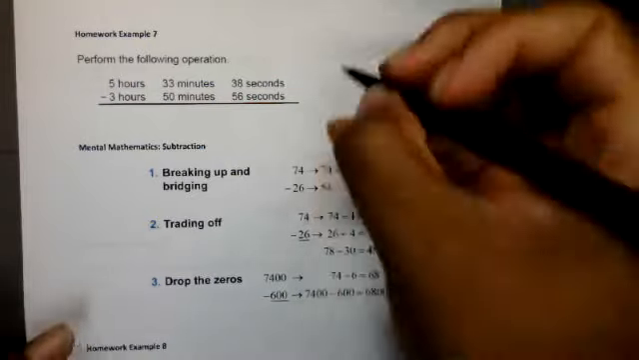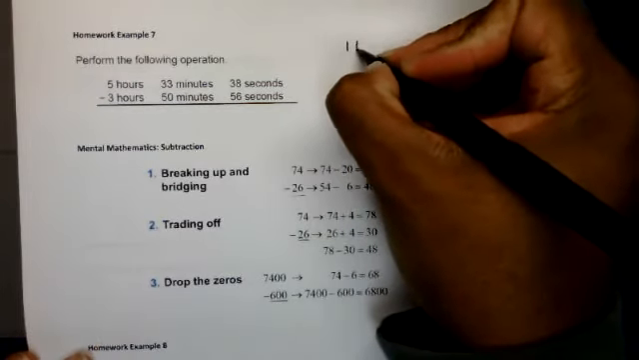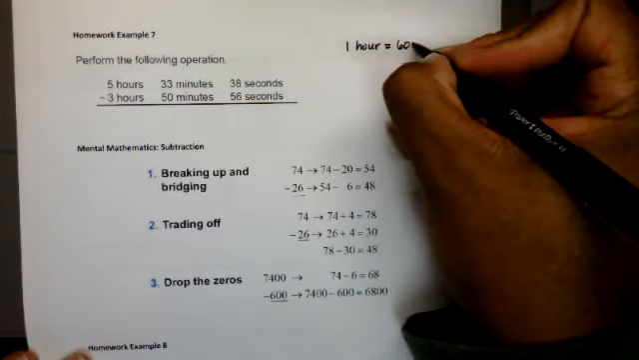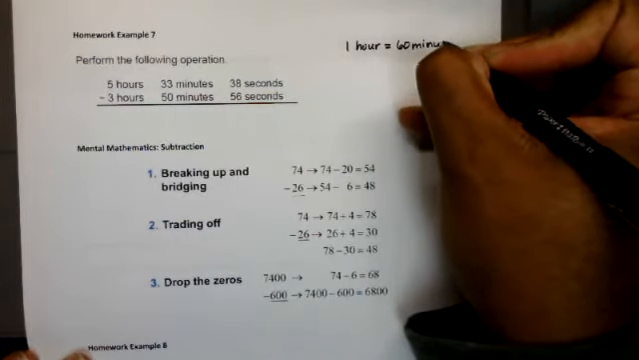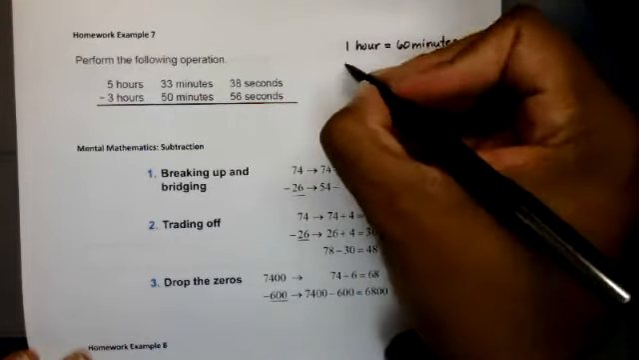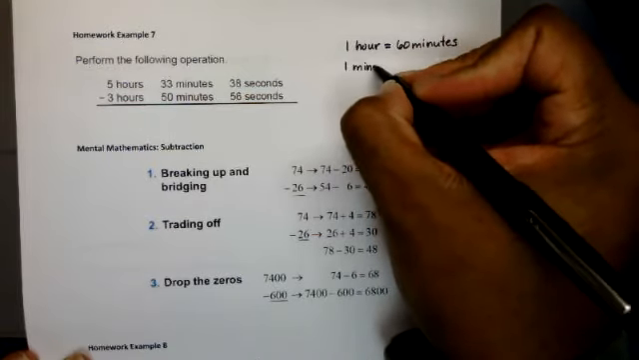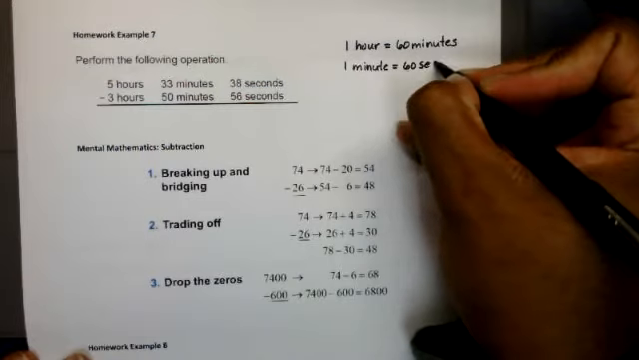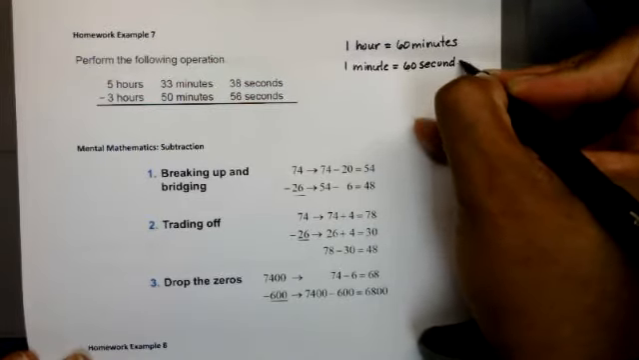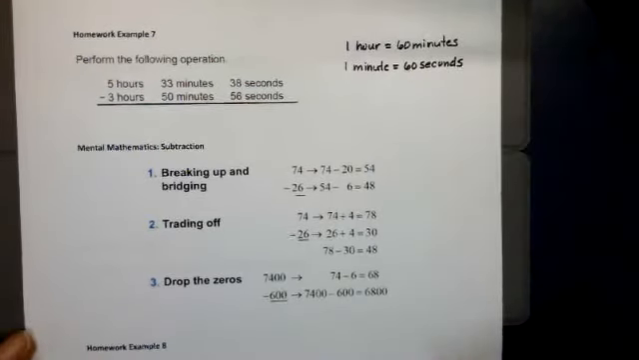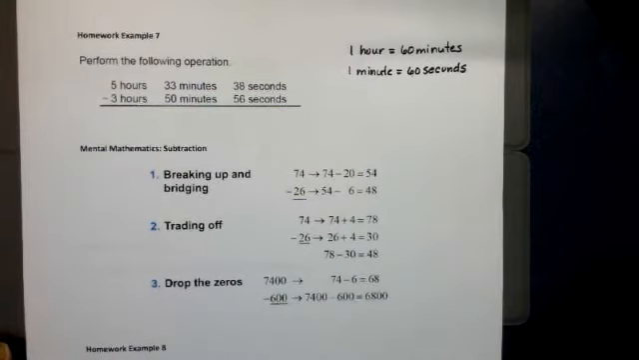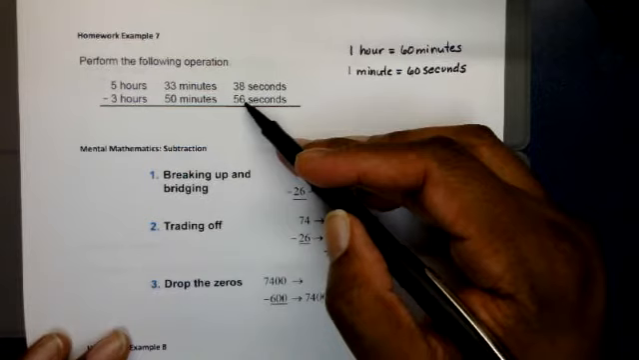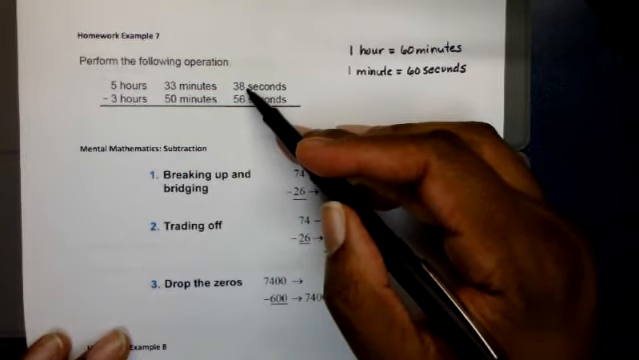Now, I do need to mention, if you don't already know, that 1 hour is going to be 60 minutes, and also 1 minute is 60 seconds. Okay. Very important. All right, so here I can't subtract 56 from 38.